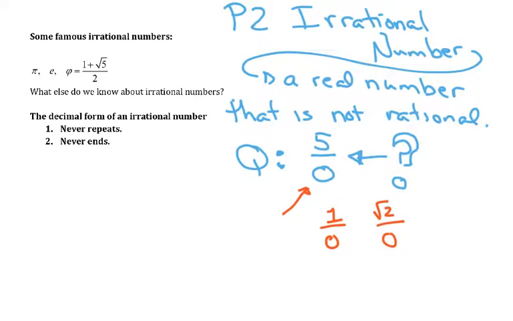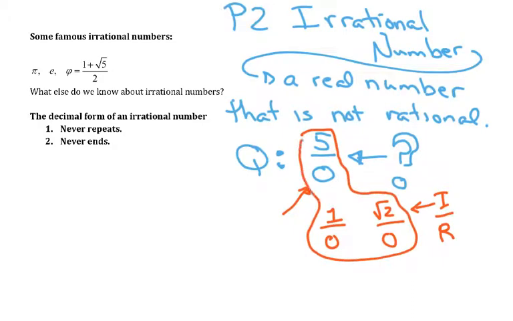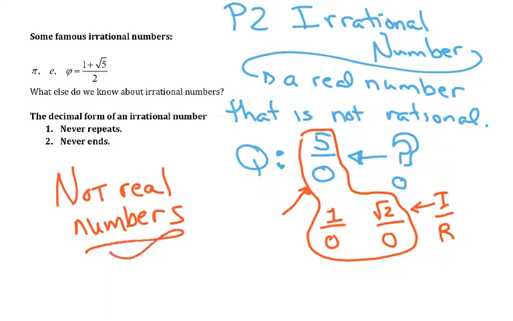And you might say, well, that's irrational divided by rational. Shouldn't that be irrational? But these are not real numbers. We can't divide by 0. So be on the lookout for that. It might show up in the homework or on a quiz. So anything with 0 in the denominator is not even a number. So it can't be rational, it can't be irrational.